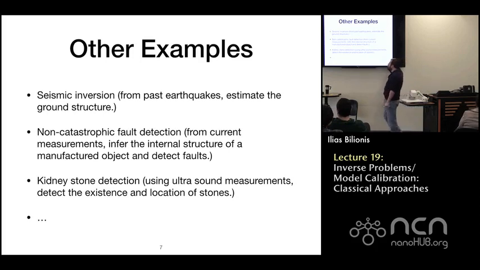Another problem, kidney stone detection with ultrasound. Again, you're hitting something with sound, you're measuring the response, and if there is a defect, the velocity of sound should change at that defect. You try to use your measurements to invert, let's say, the acoustic equation for the velocity of sound and figure out the distribution of the velocity of sound, and then you will see the defect. And there is no end to what you can do with inverse problems like that.